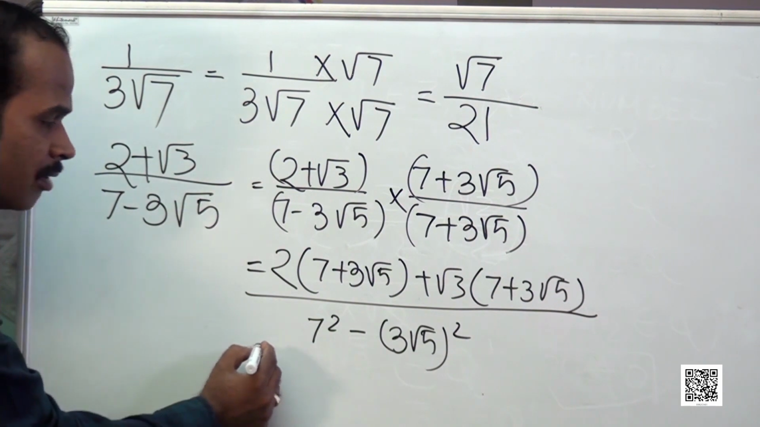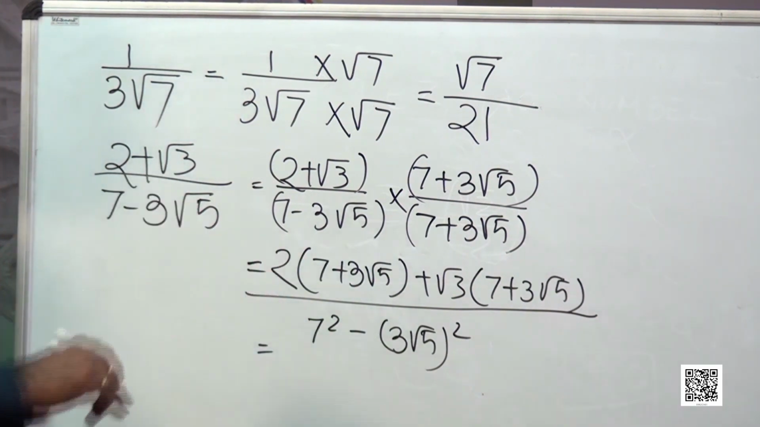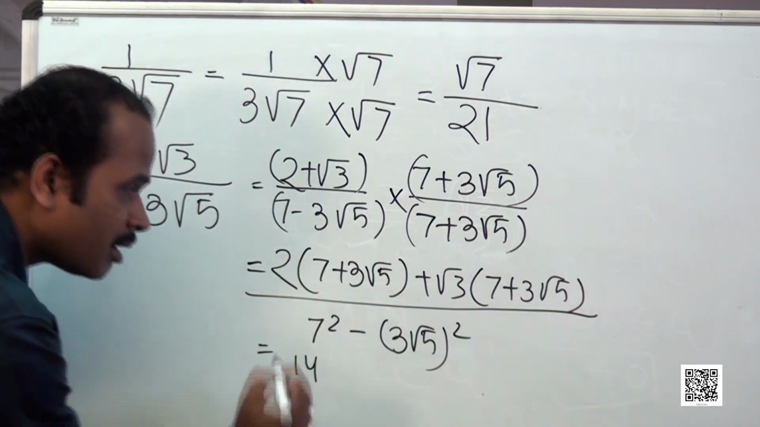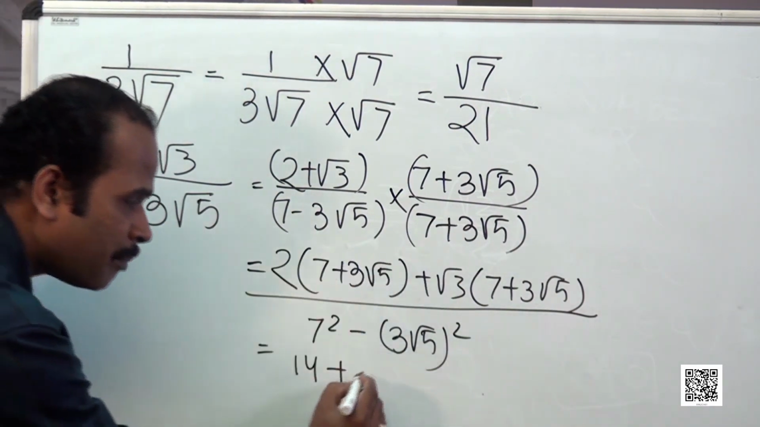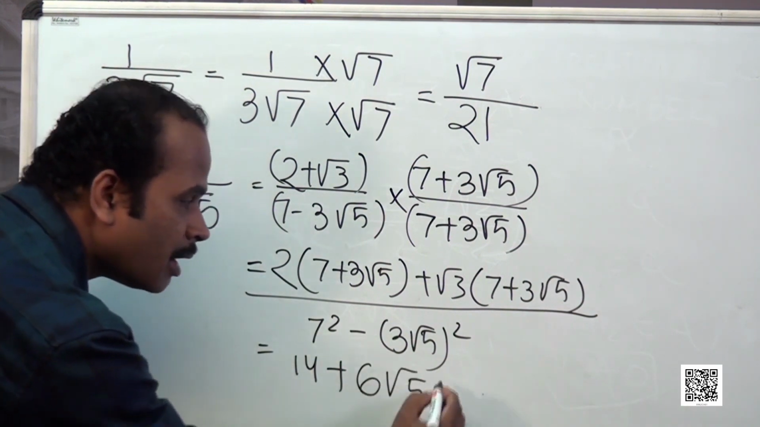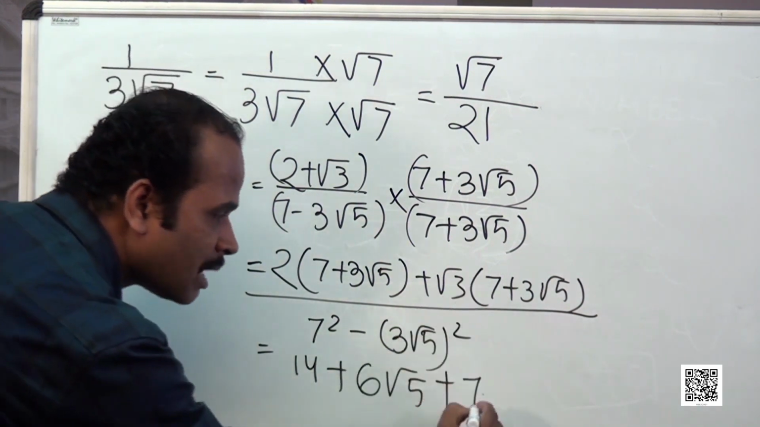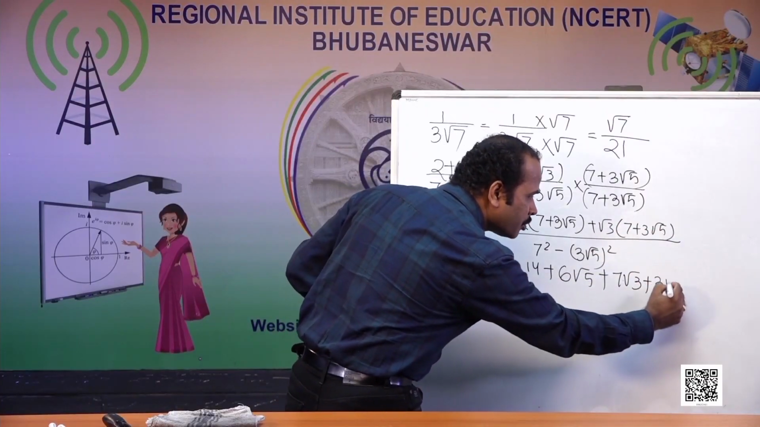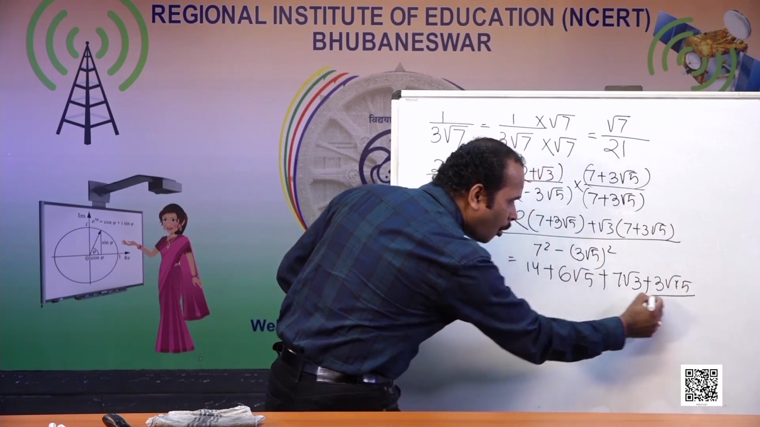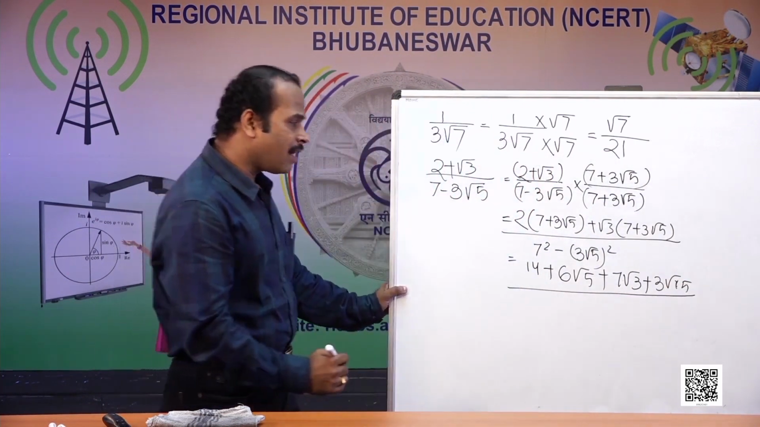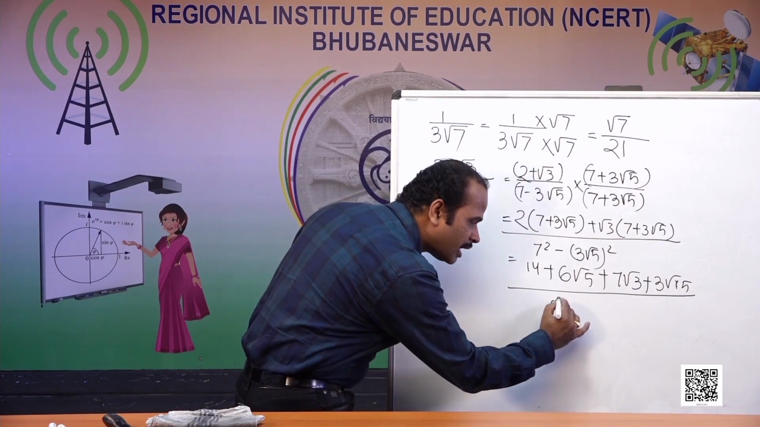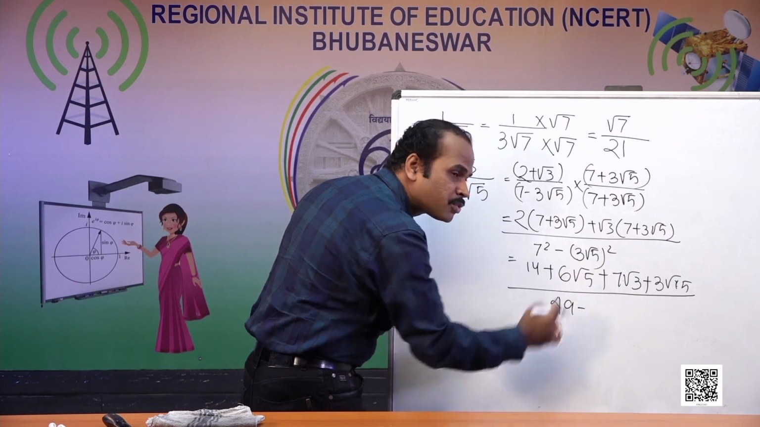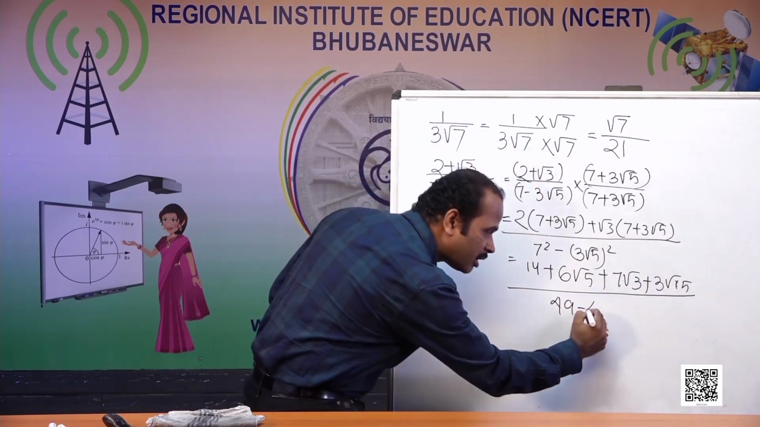So I can find it here now. It will be 2 whole into 7 plus 3 root 5. Again I will open 2 into 7, it is 14, plus 2 into 3 root 5 becomes 6 root 5, plus root 3 into 7 becomes 7 root 3, and root 3 into 3 root 5 is 3 root 15, whole divided by. Now what I have, 7 square is 49 and 3 root 5 square, 3 square is 9, root 5 square is 5, so 9 into 5 is 45.